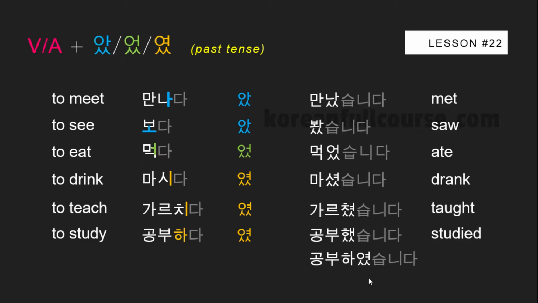So when you conjugate verbs and adjectives with this syllable 하 at the end, I suggest you use the second version, 공부했습니다. Here also 2 syllables 하 and 였 merged into one syllable, 했. You might think why or how a plus 여 became 애. Well, just don't think about it. Accept it as it is.